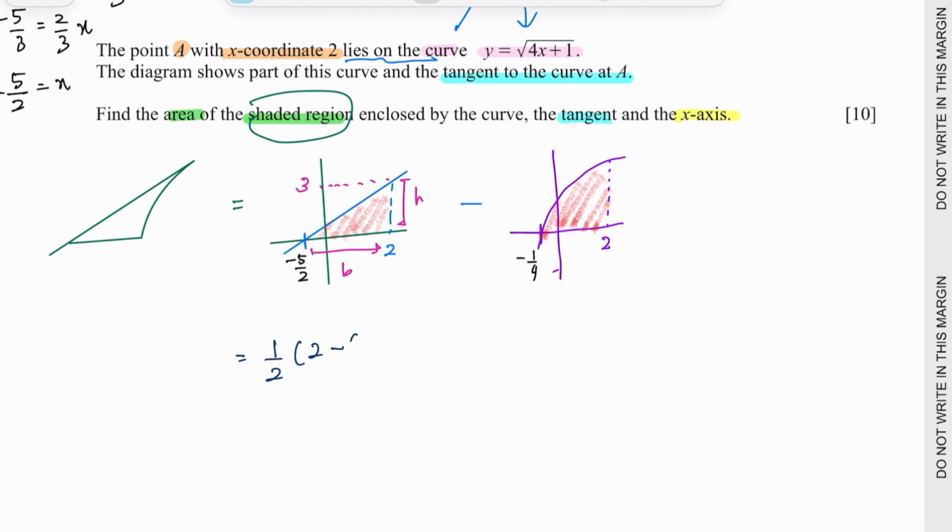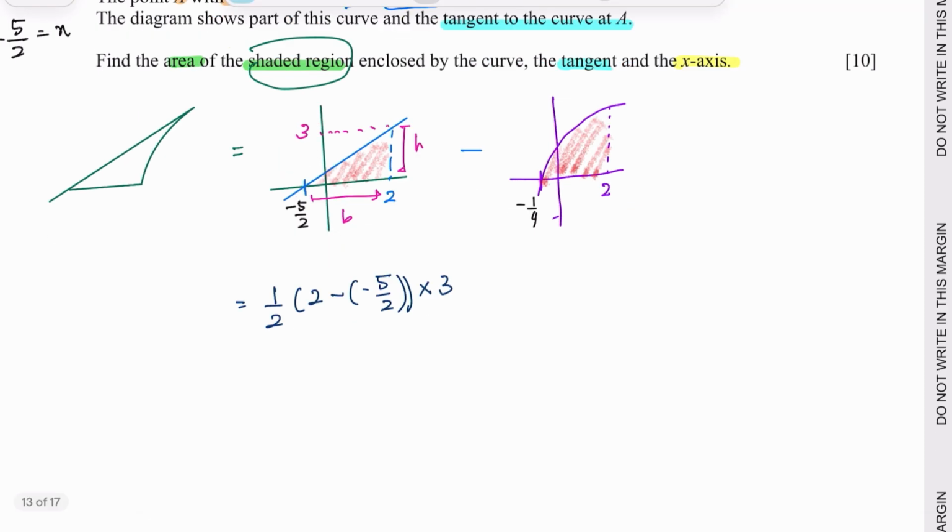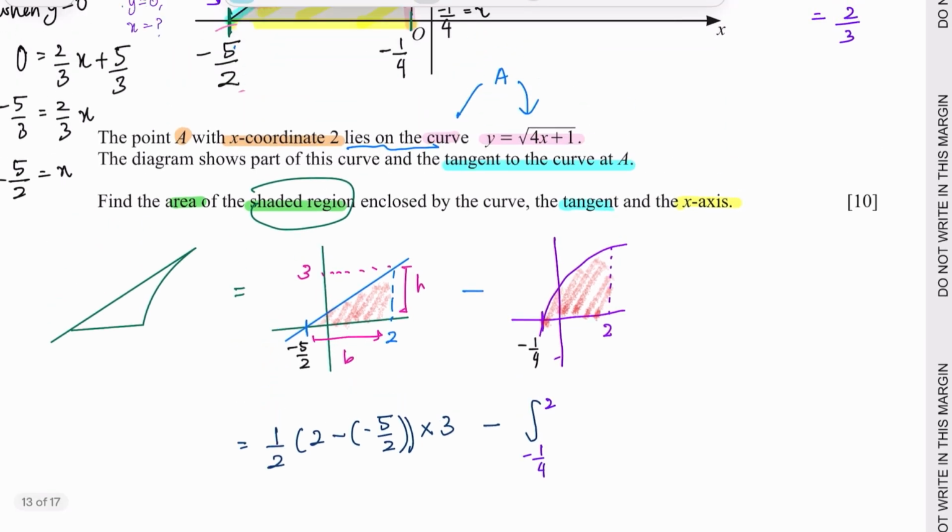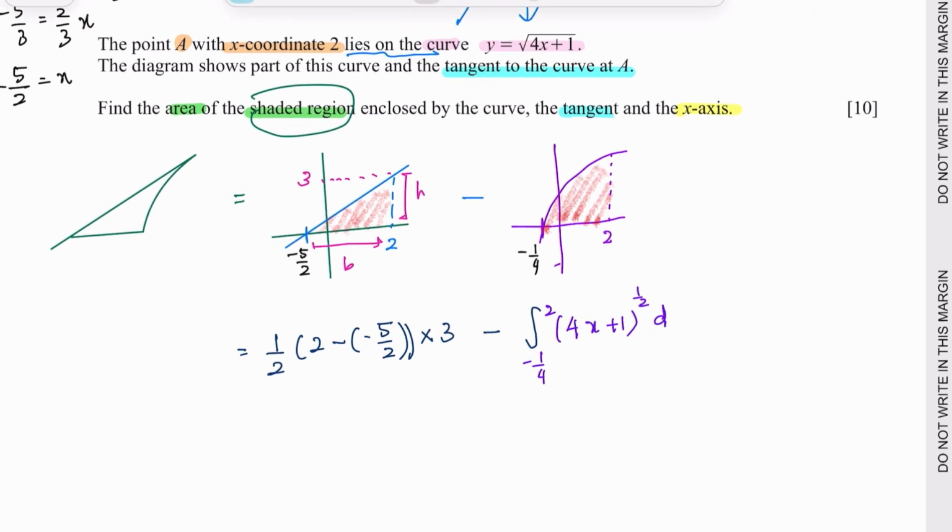2 minus 5 over 2, times the height, which is 3, minus the integration with the limit from negative 1 over 4 to 2 of the curve, which is this one, dx.